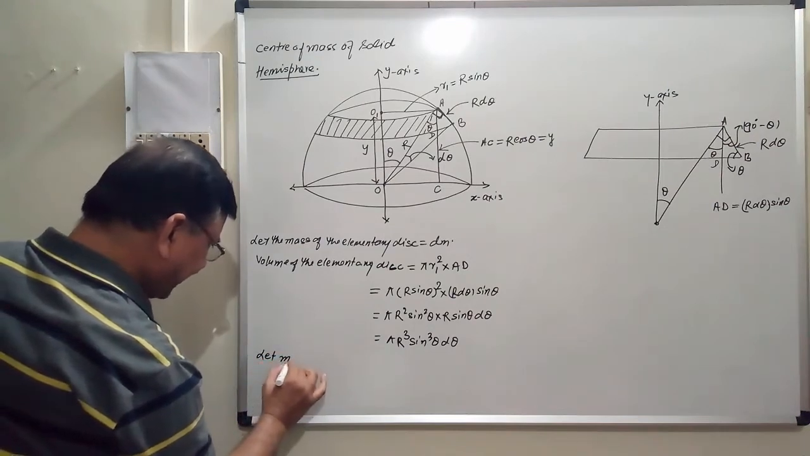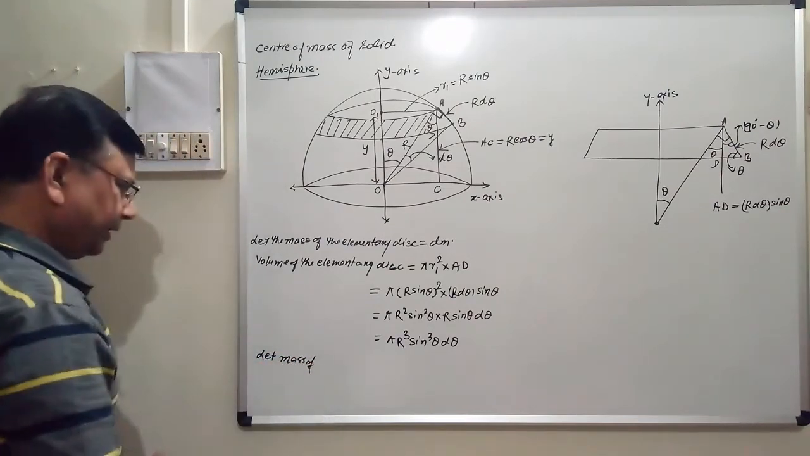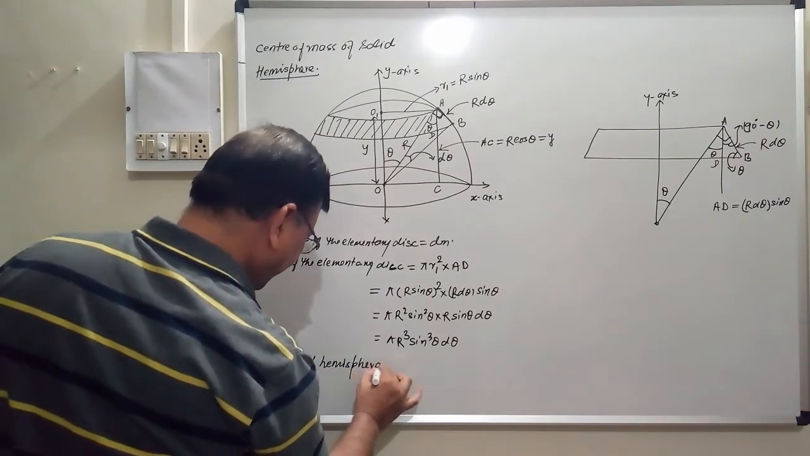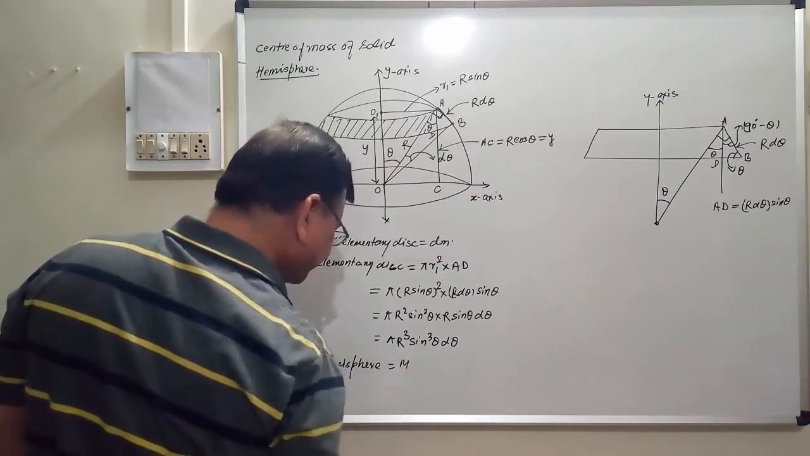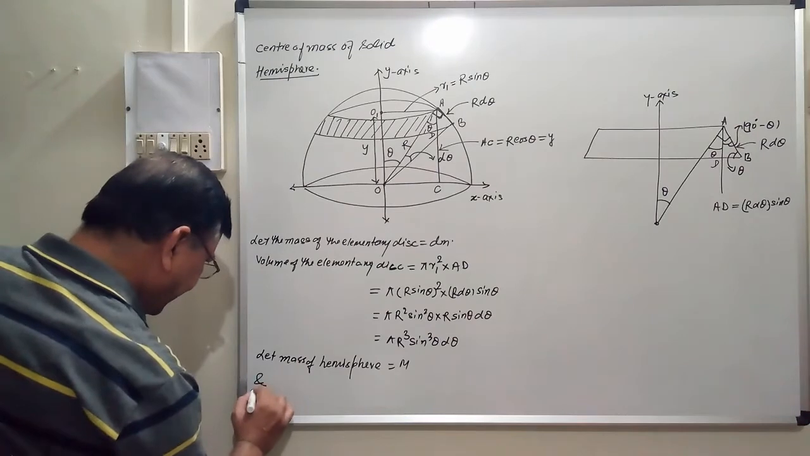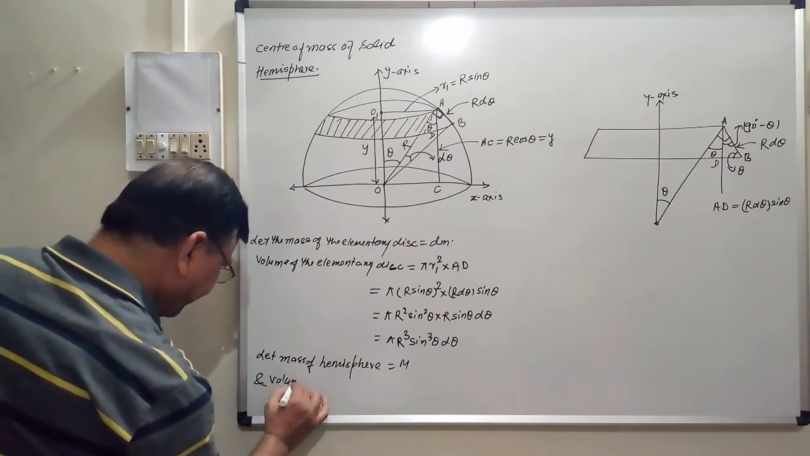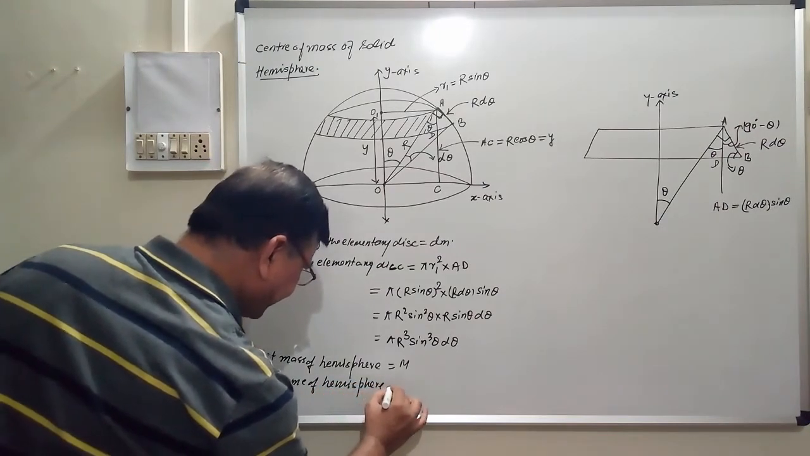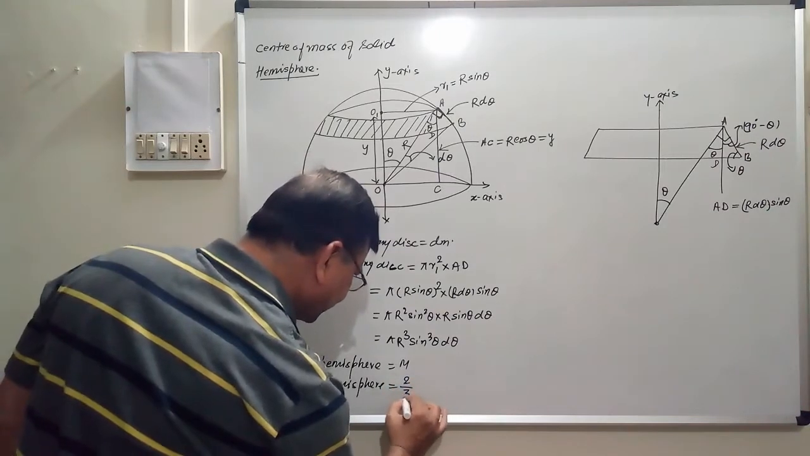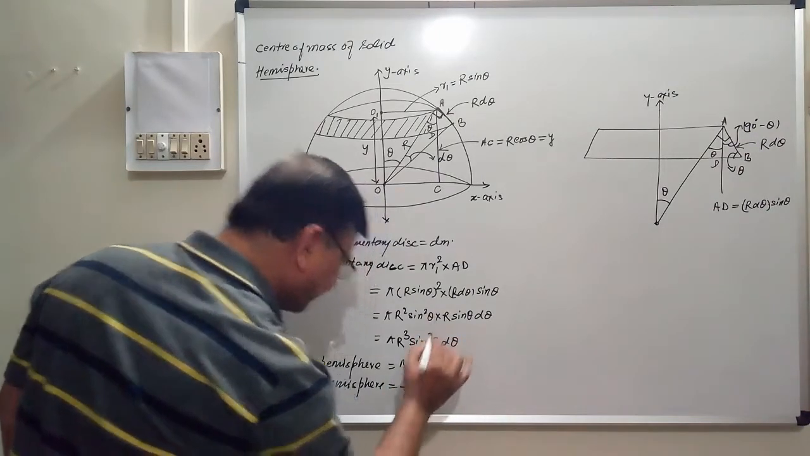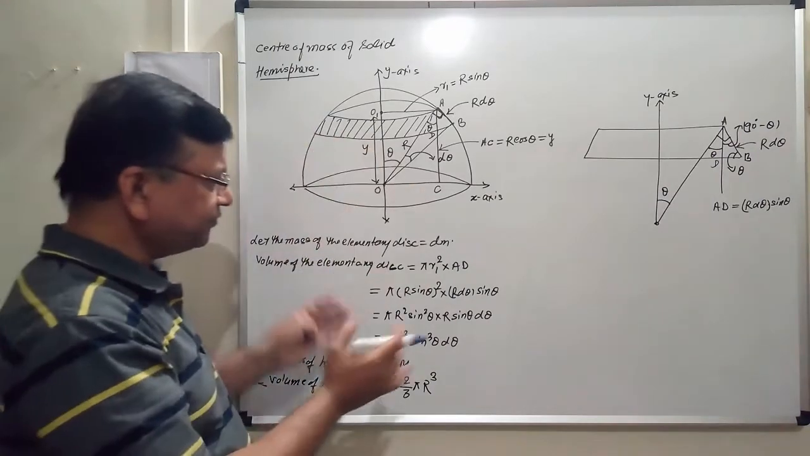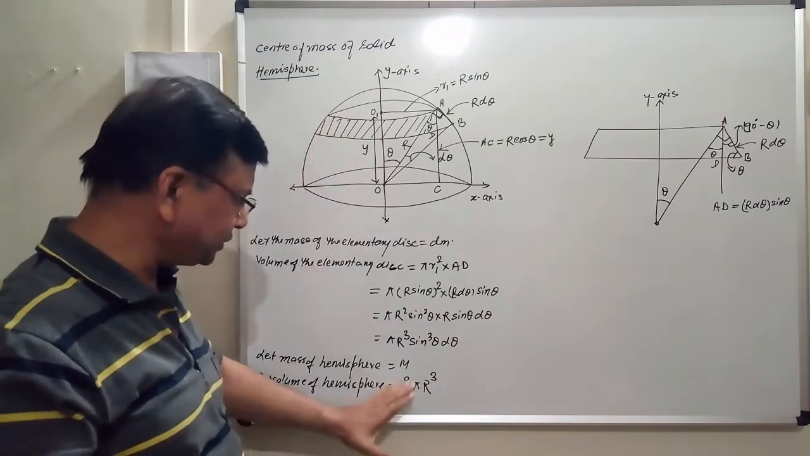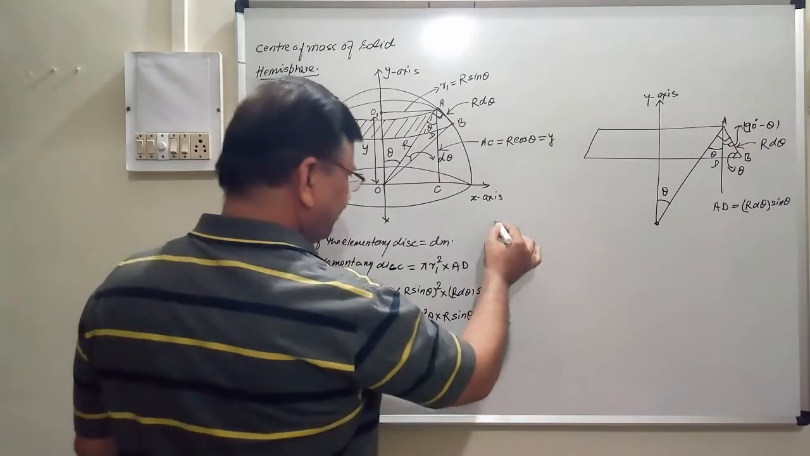Let mass of hemisphere is equal to m, and volume of hemisphere is equal to, what will be this, 2 by 3 pi r cube. Because we know that total sphere, what is the volume? 4 upon 3 pi r cube. It is hemisphere, half of that, that is 2 by 3 pi r cube.